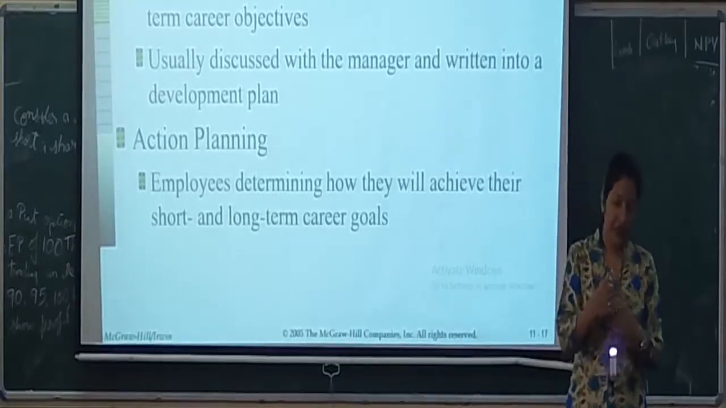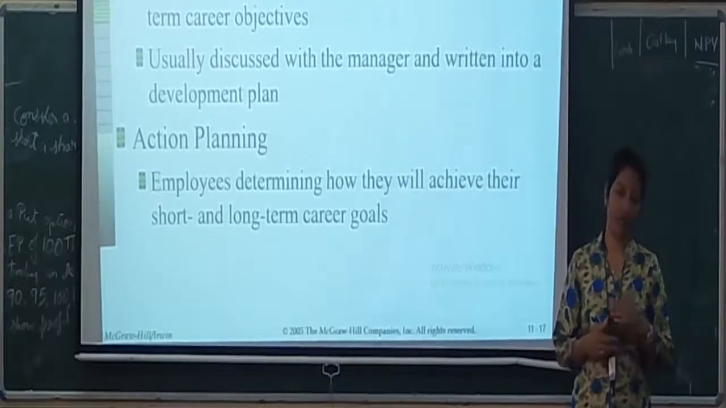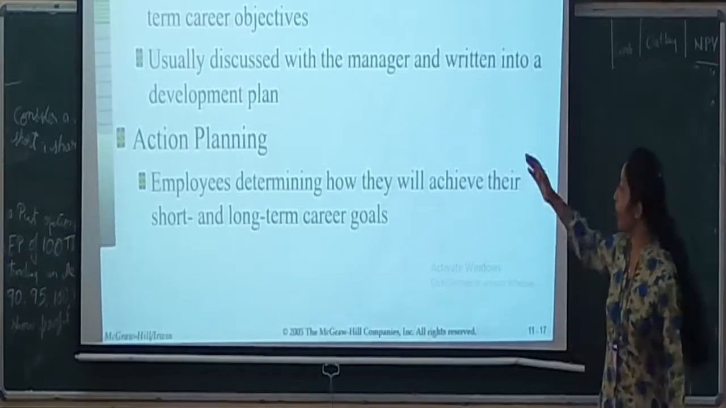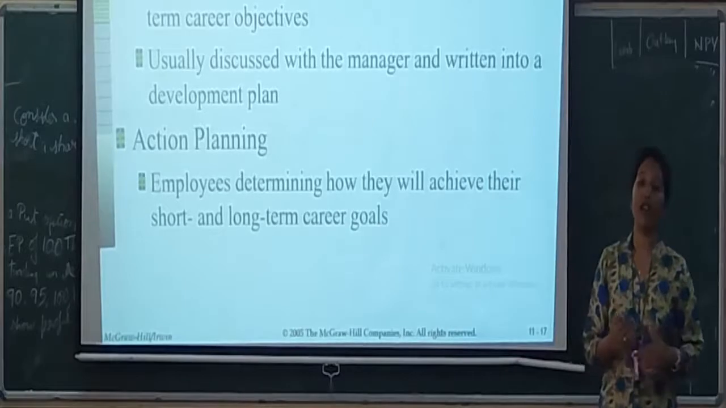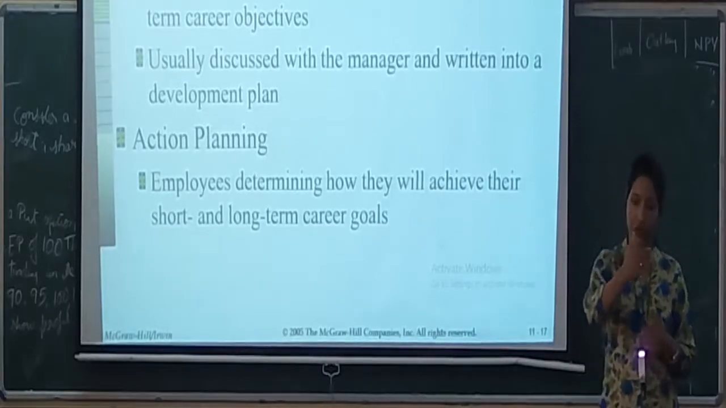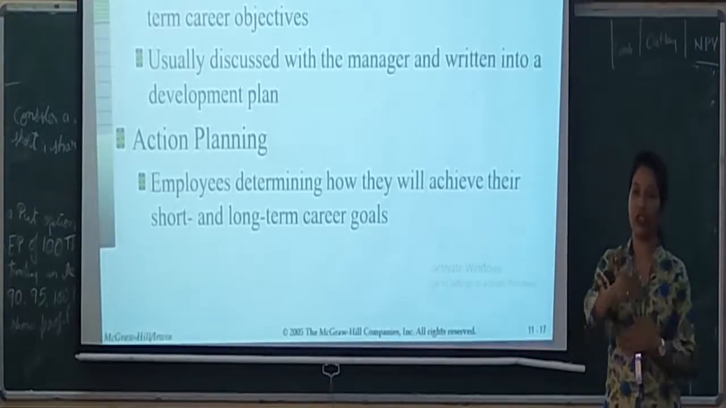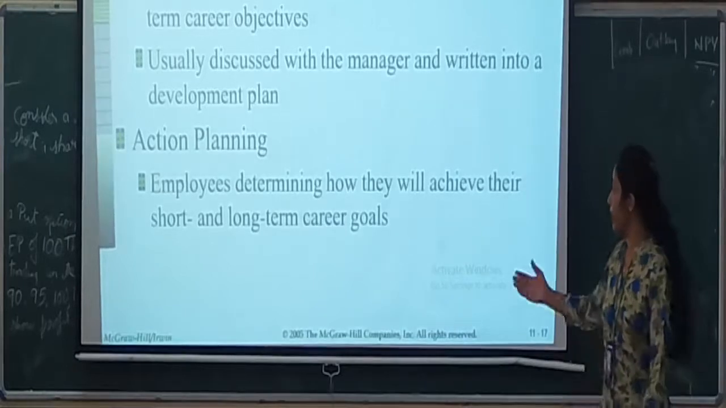So when you define your career objectives, whether they are short-term or long-term, you can map them in your development plan so that you can always have a check of this is your career objective, and to reach this career objective, what is it that you need to do.